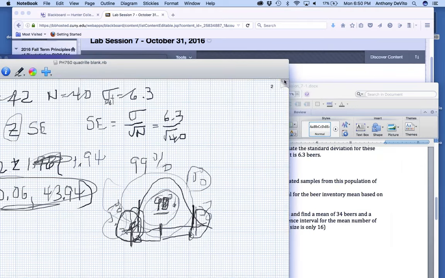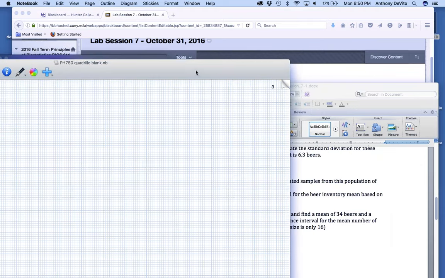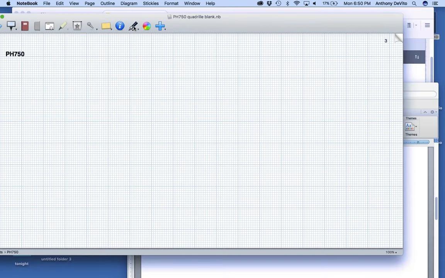Okay, I'm going to get a new page. Whoops. Okay, here's our new page.